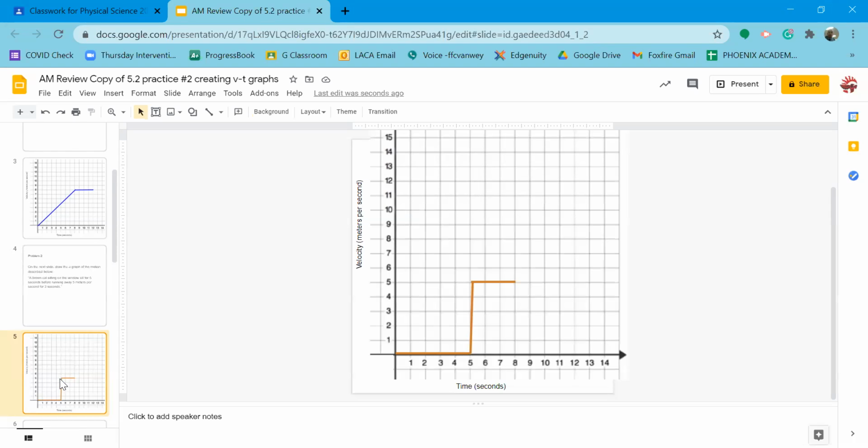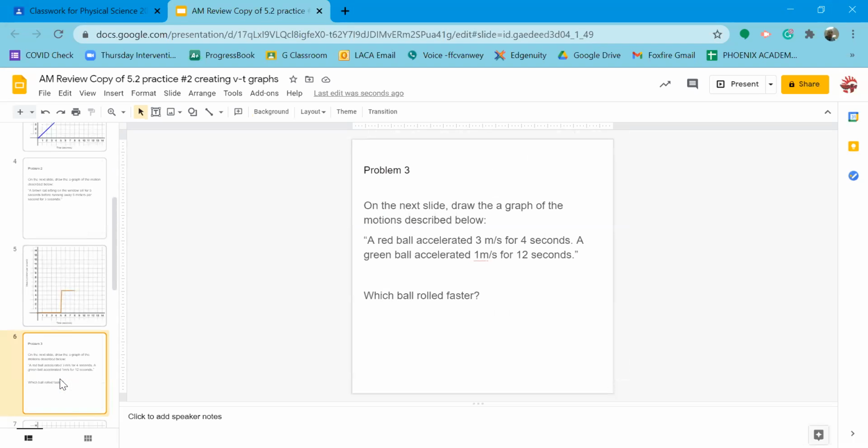All right. Our next problem, we've got 2 balls. We've got a red one and a green one. Okay. And one accelerates 3 for 4 seconds. The other accelerates 1 for 12 seconds. So we're just going to basically plot that. So 3 meters per second for 4 seconds.